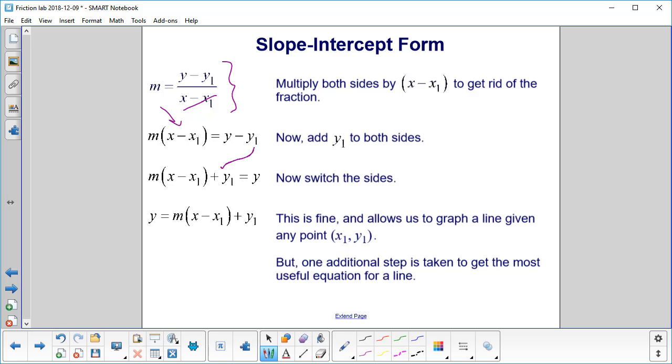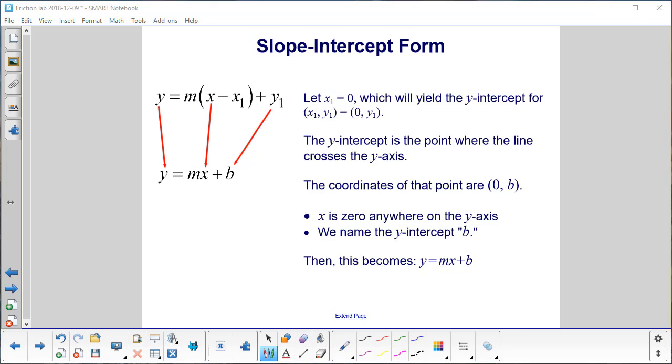That moves y1 over to the other side with the opposite sign. It's now a plus. Now switch the sides. So we have an equation for y. This is fine. It allows us to graph a line given any point (x1, y1). But we need one more additional step to get the most useful equation for a line.